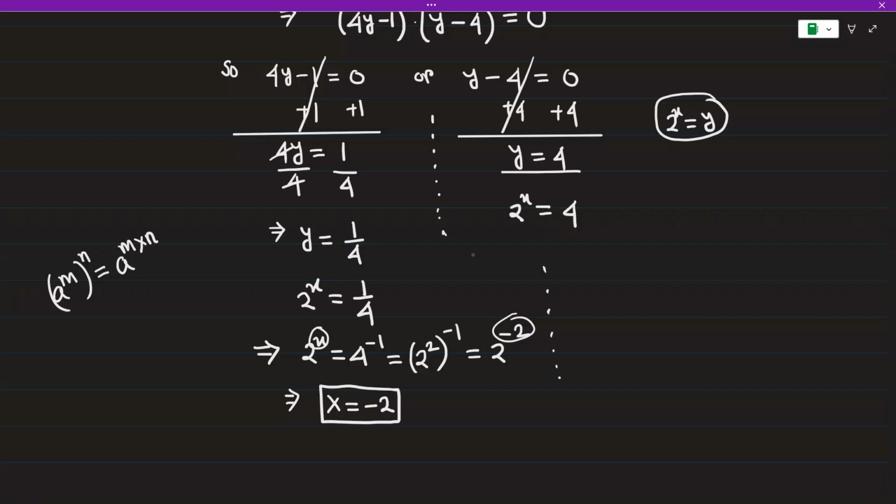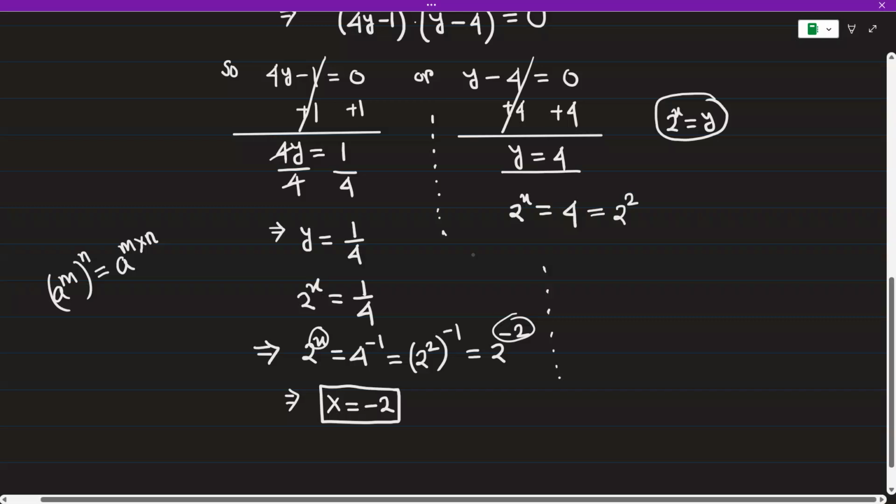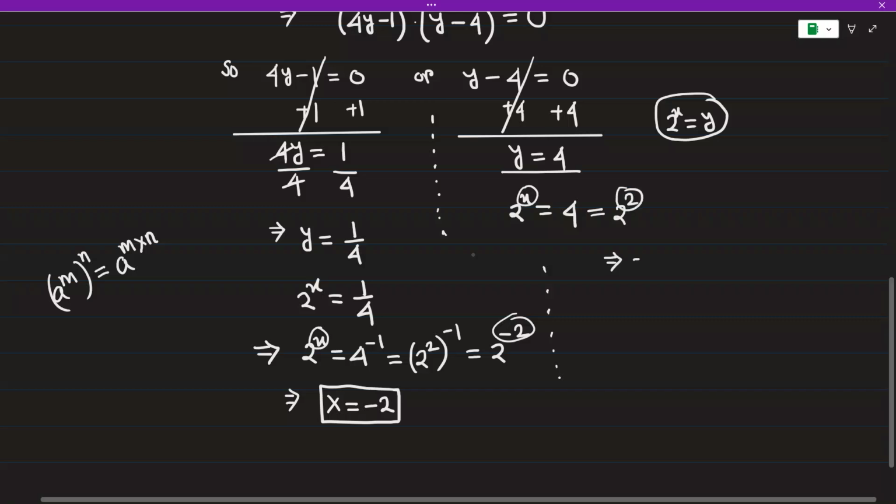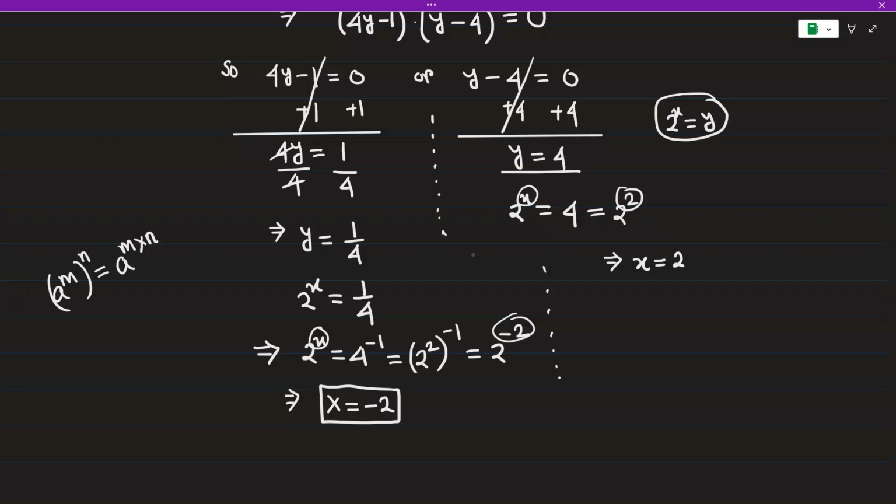Let's solve our other value, which is 4. We can write 2². If we compare the exponents, we got our other value x = 2. So we got our final answer, which is x = 2 and -2.